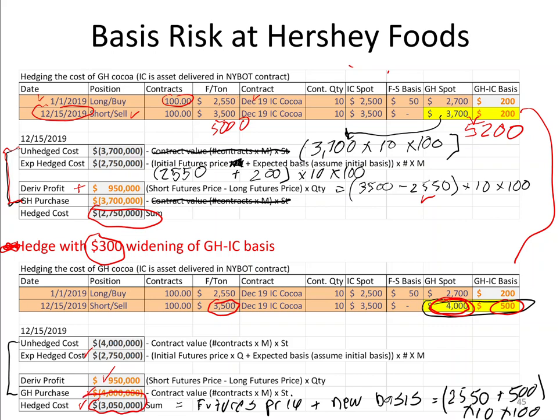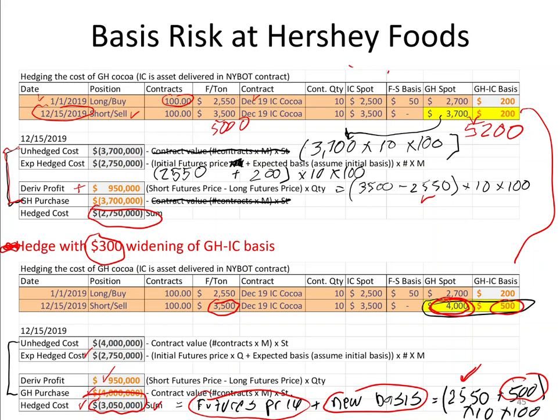Now there's a shortcut to get to this number. If you're just looking for what is my hedge cost when I'm doing this, this is called a cross hedge. You're hedging one commodity with another commodity. You're hedging the price of Ghana cocoa with the price of Ivory Coast cocoa. So a shortcut to getting to this profit without doing the whole spreadsheet, it's whatever the futures price is, in this case the Ivory Coast cocoa, plus whatever the new basis is. So you locked into 25.50 on the Ivory Coast cocoa, and then I put in the new basis of 500. That's the extra you'll pay for the Ghana cocoa, times the 1,000 tons, you'll get exactly that $3.05 million.